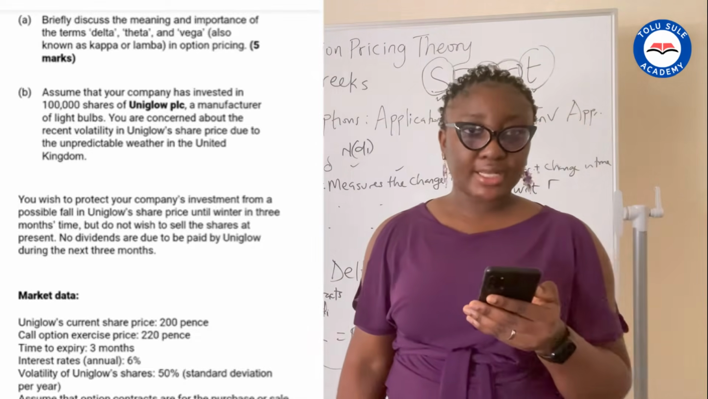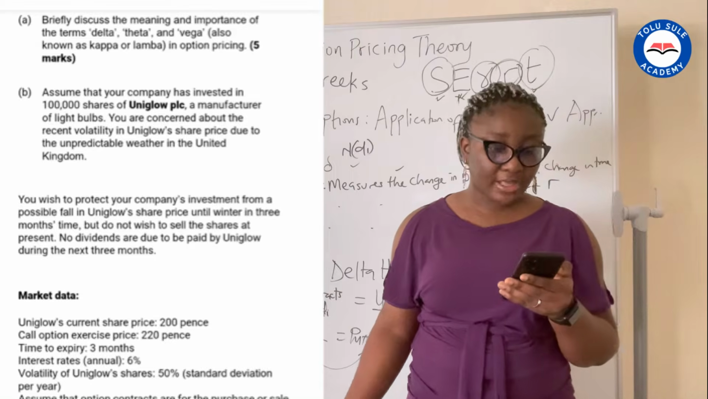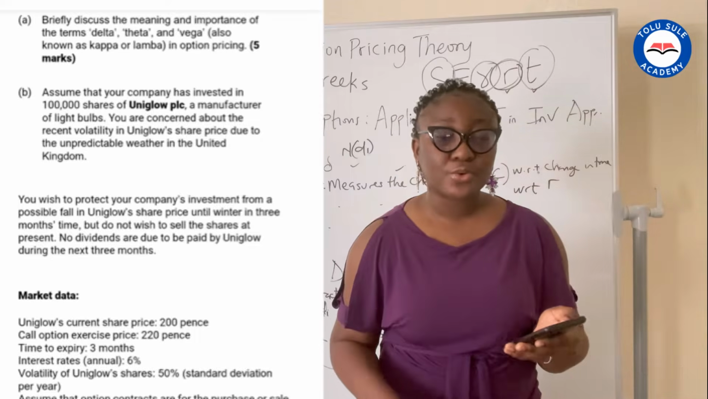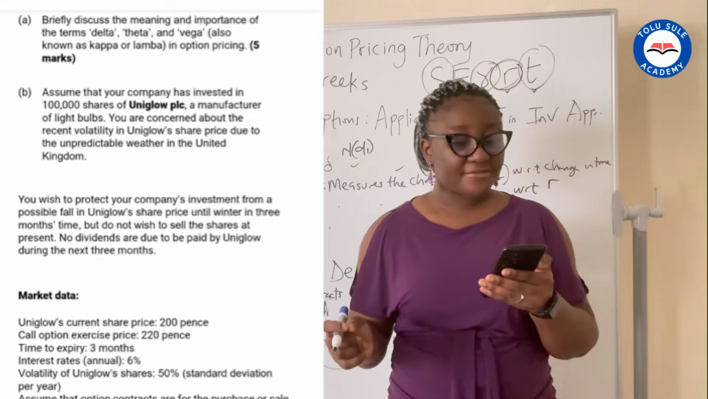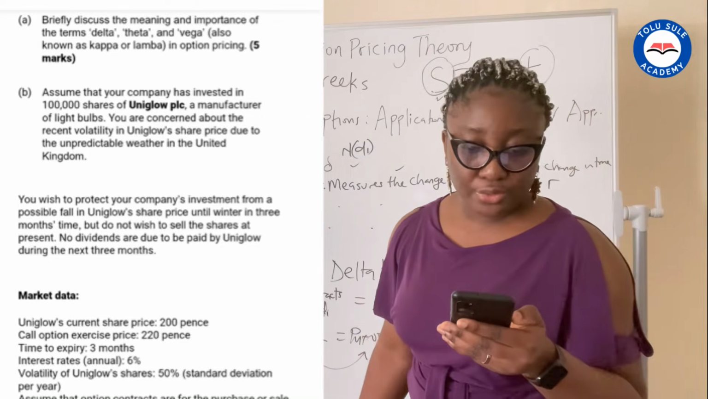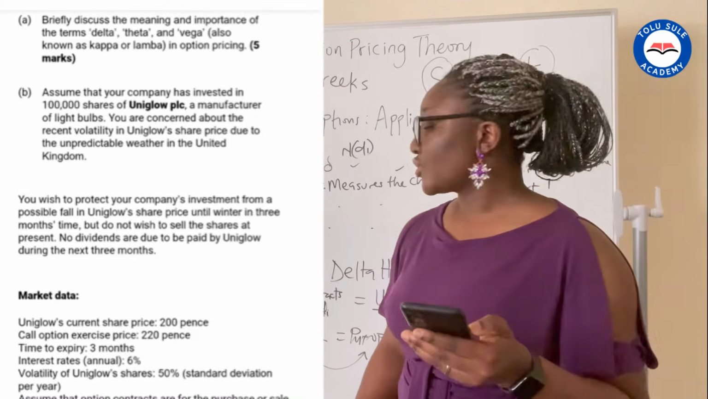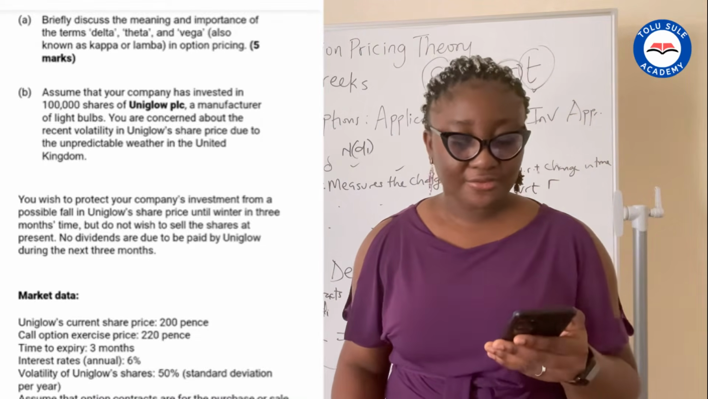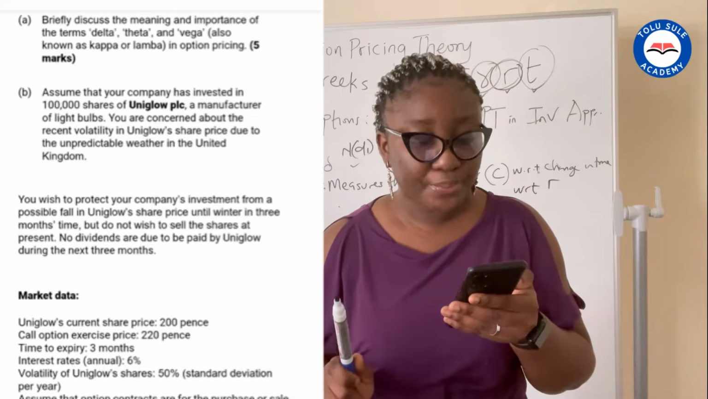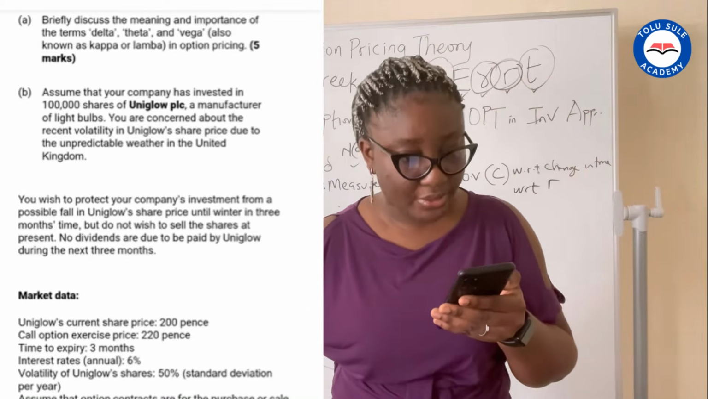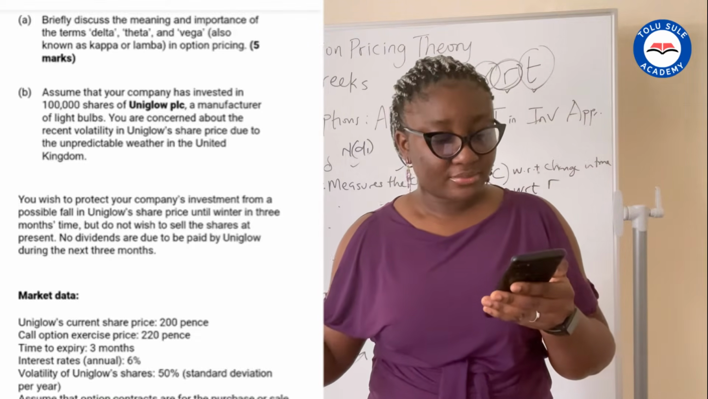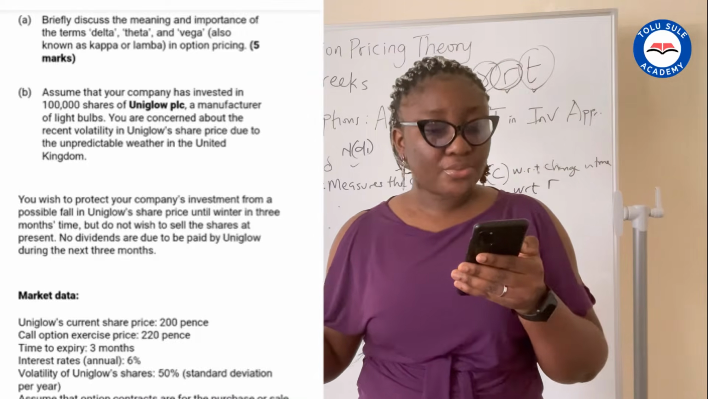Briefly discuss the meaning and importance of the terms delta, theta, and vega, also known as kappa or lambda, in option pricing. That's the A part of the question. B, assume that your company has invested in 100,000 shares of Uniglo PLC, a manufacturer of light bulbs. You are concerned. Always try to understand and internalize every question. So they say your company has invested in 100,000 shares of Uniglo PLC, a manufacturer of light bulbs. You are concerned about the recent volatility of Uniglo's share price due to the unpredictable weather in the United Kingdom.